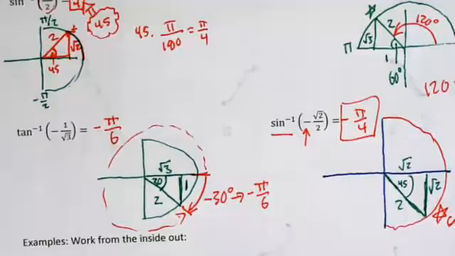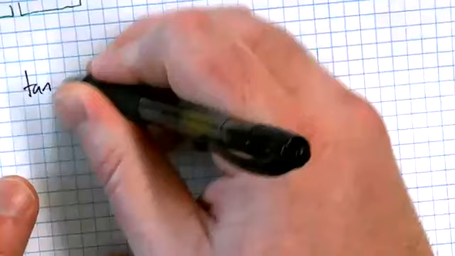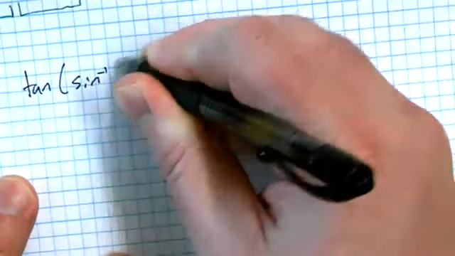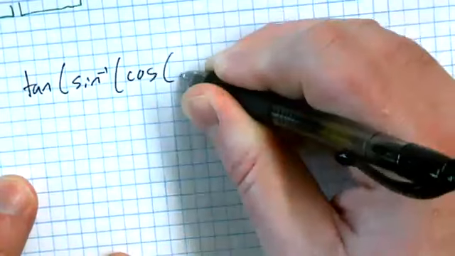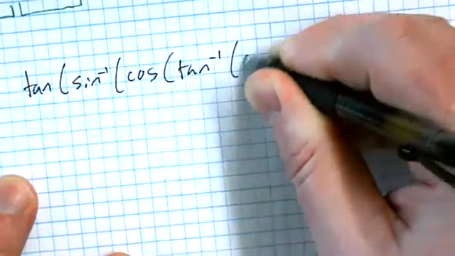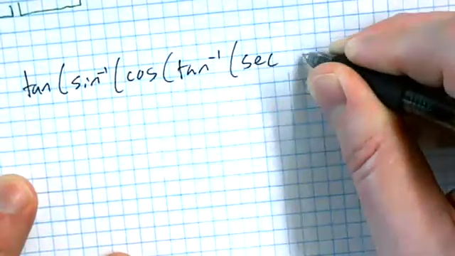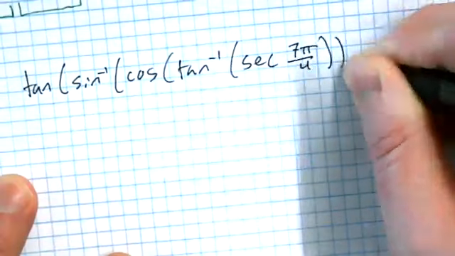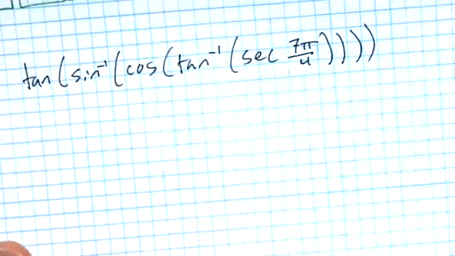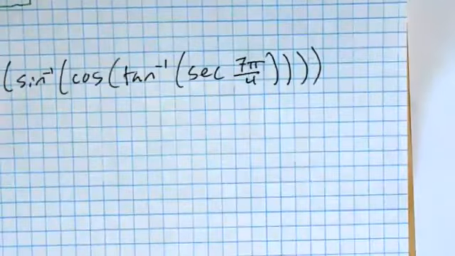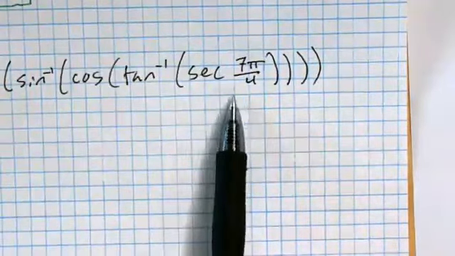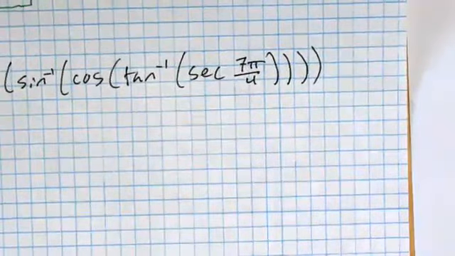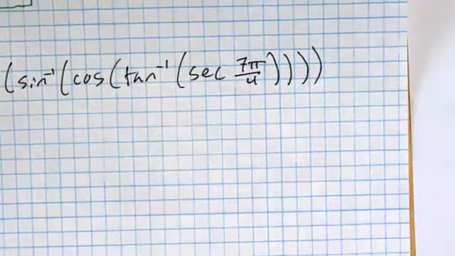Last year, I put a bonus problem on the test that was something like the tangent of the inverse sine of the cosine of the inverse tangent of the secant of, I can't even remember, 7π/4, something like that. It was nasty, but it was one of those where you've got to start from the inside and just work your way to the outside. It's totally doable, but you end up drawing like 5 or 6 reference triangles.